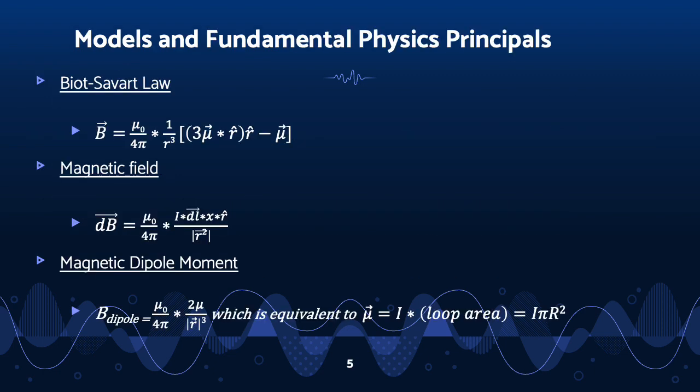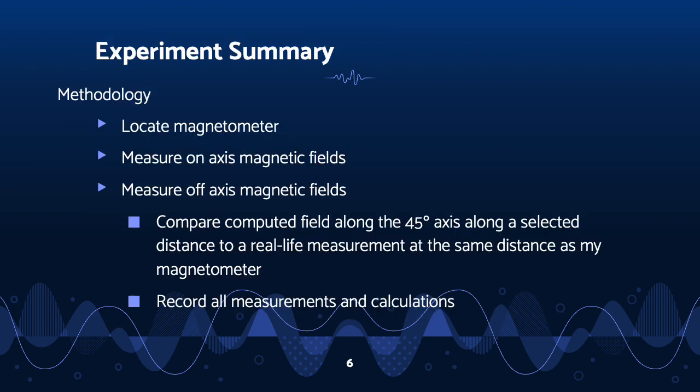In this lab, I use the Biot-Savart law, which is used to calculate the magnetic field derivative, and the magnetic dipole moment, which is defined as the direction of a magnetic field is the same as the direction of the magnetic dipole moment. For the first part, I had to find the magnetometer on my phone.